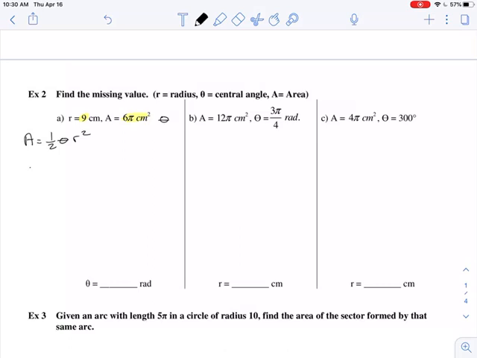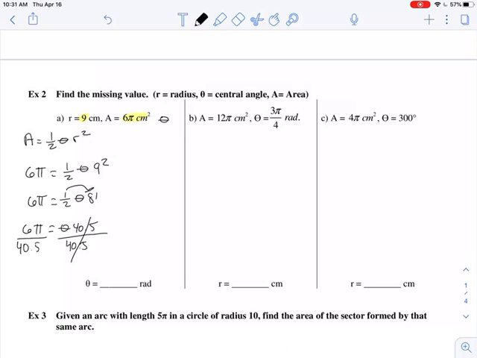So area is going to be 6 pi equals half times theta times radius squared. Again, I'm going to start simplifying. 6 pi equals half theta times 81. I can multiply a half by that 81, so I end up with 6 pi equals theta times 40.5. If I want to get theta by itself, it's theta times 40.5, so I'm going to do the inverse operation and divide by 40.5. That will cross out.